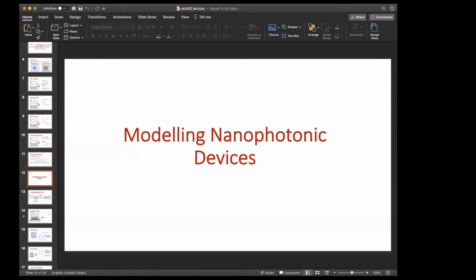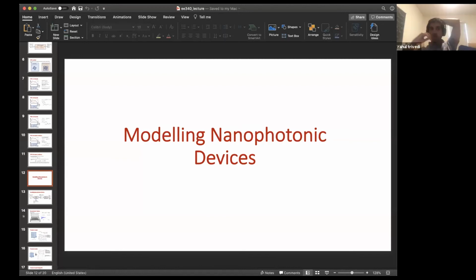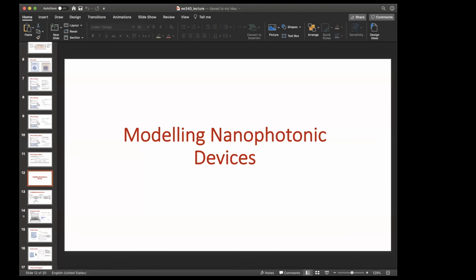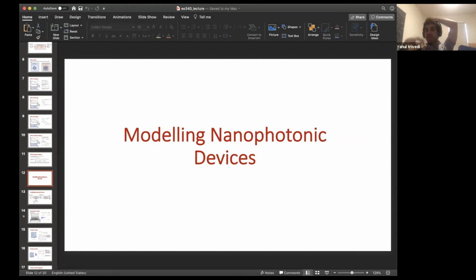Is there any guideline for how far to put the PML boundary? Well, it kind of depends on your problem. In practice, I've found that if you just put one free space wavelength, it's fine. Like a one wavelength box around your device, and then you start your PML.